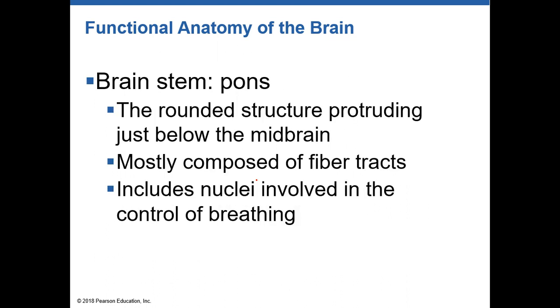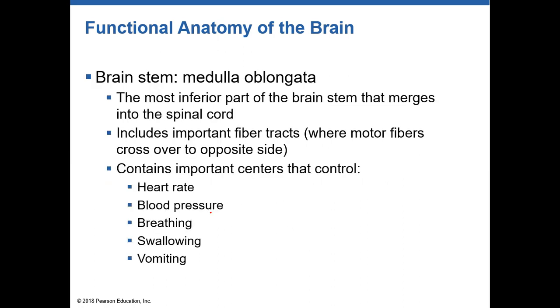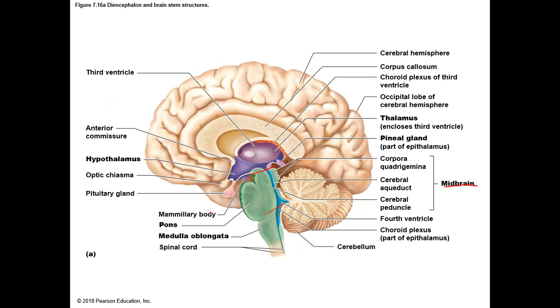Next, we're going to talk about your pons. These are rounded structures protruding just below your midbrain, and it's mostly composed of fiber tracts, but the whole point that I want you to know for pons is it includes nuclei, or basically a bunch of cell bodies that help control breathing. This is the important part about the pons.